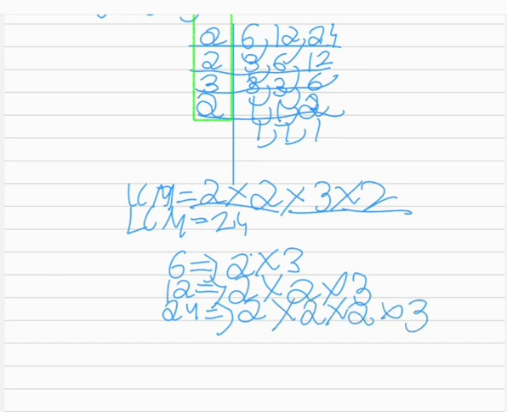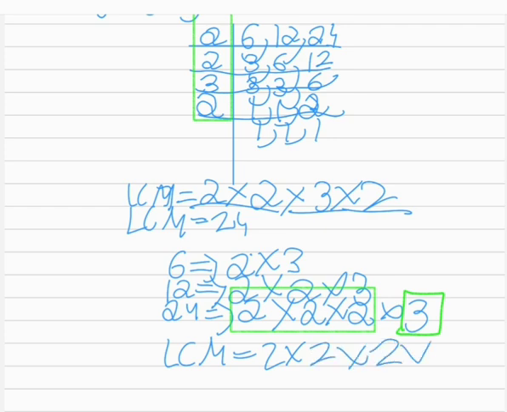So see, the maximum number of times 2 is appearing is 3 times. And the maximum number of 3 appearing is 1 time. So LCM would be 2 into 2 into 2 into 3. So our LCM is 24. Hence the LCM given is correct.